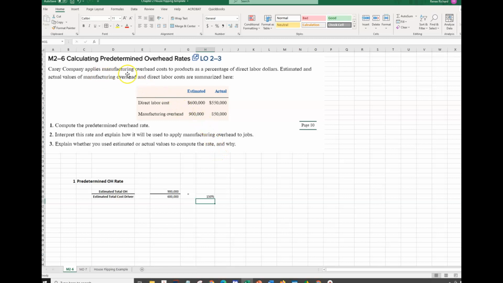So this company applies manufacturing overhead costs to products as a percentage of direct labor dollars. So you have to be sure to read what it says in the problem. How do they apply overhead? Then they gave you estimated and actual values. And we're asked to compute the predetermined overhead rate. When we compute it, we're going to use estimated amounts.